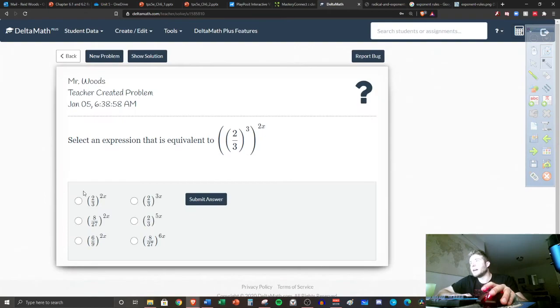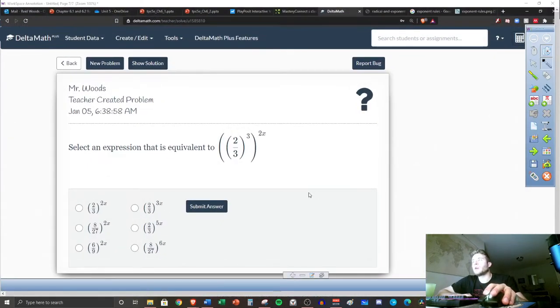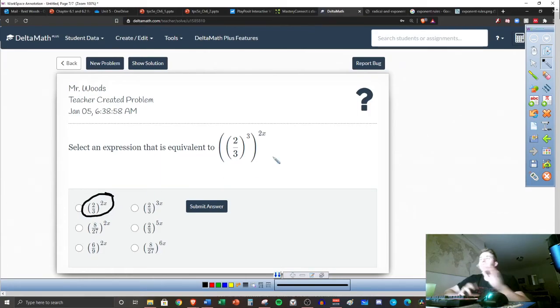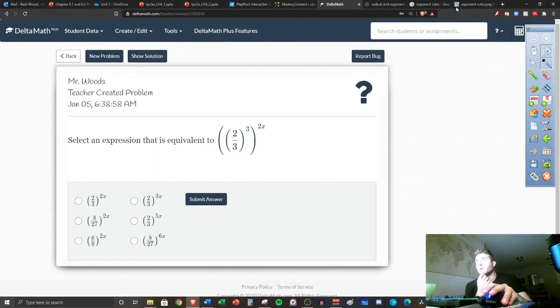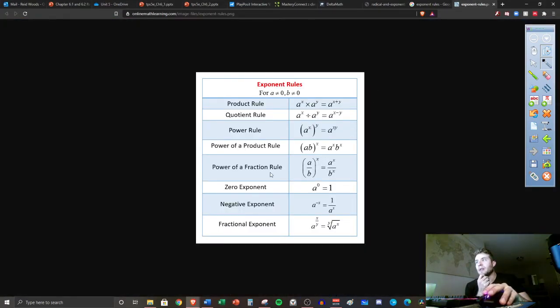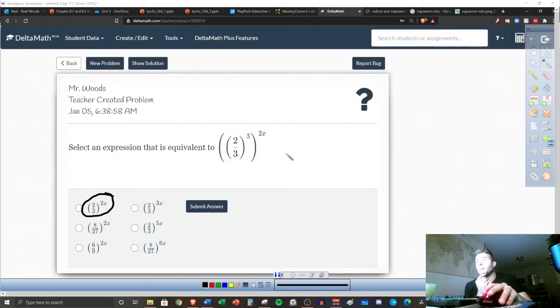But let's talk about this question here. What would I want to do? I'll even work most of this. You would start looking at each one and you're trying to see if there's any way that you can use these rules to make that happen. So we haven't talked about the power of a fraction rule yet, but there is a rule that says, okay, if I have a power out here to a fraction, I'm going to raise both numbers to the fraction.